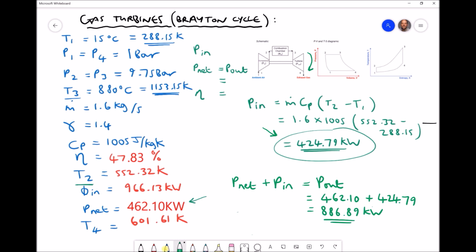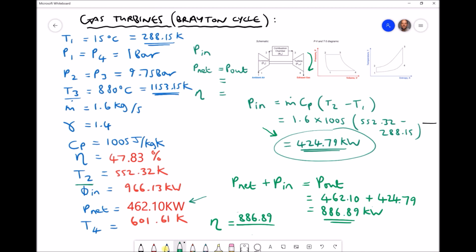And that's our useful power output. All of that is being transferred to our generator. So this time then, our efficiency is our useful power output from the gas turbine plant, and this time it is 886.89 divided by the heat input.